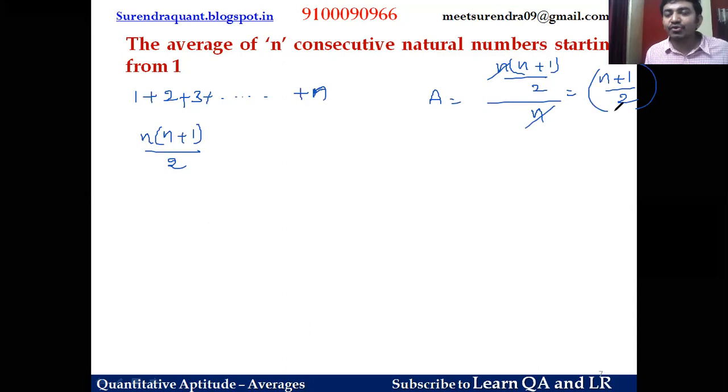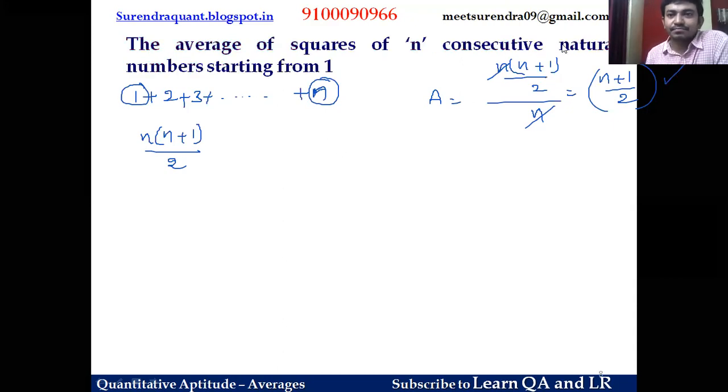This is nothing new. This is a property that we discussed. When the elements are in AP, when there exists a constant difference between the numbers, then the average is first term plus last term by 2. So the first term is 1, the last term is n, so n plus 1 by 2, right? Okay. Next property.